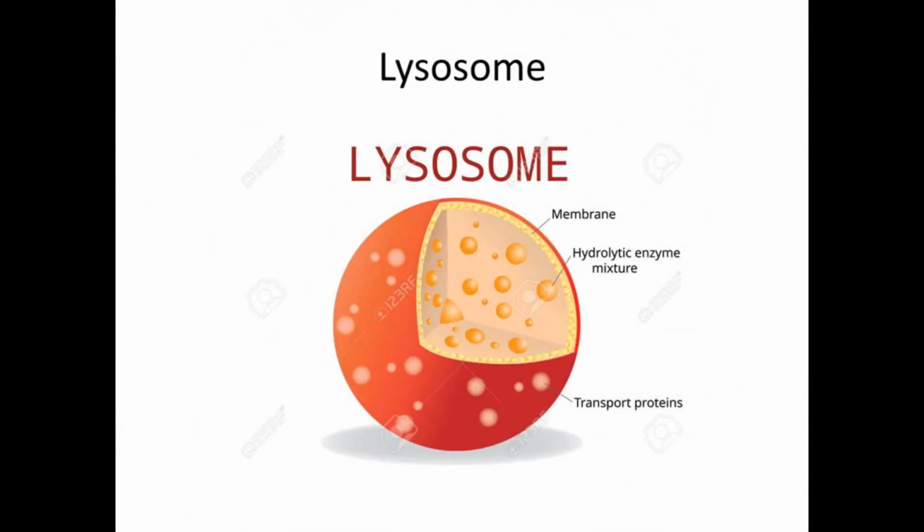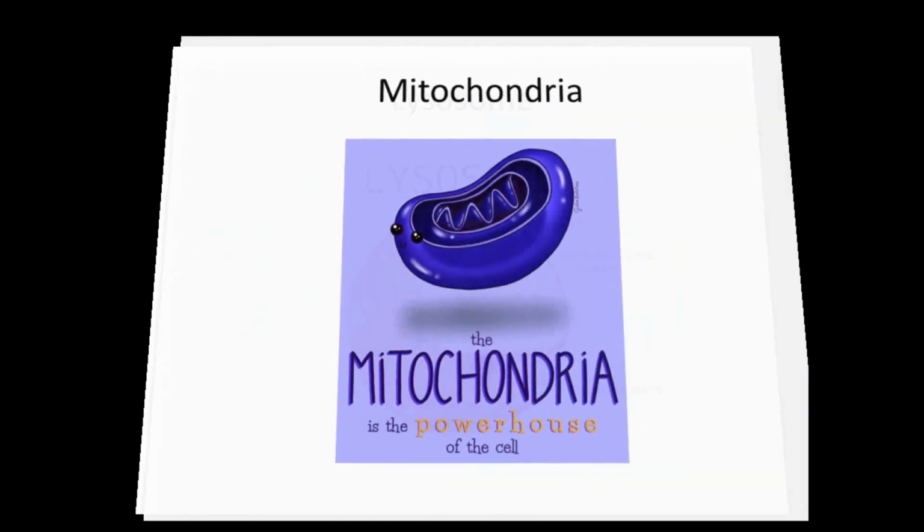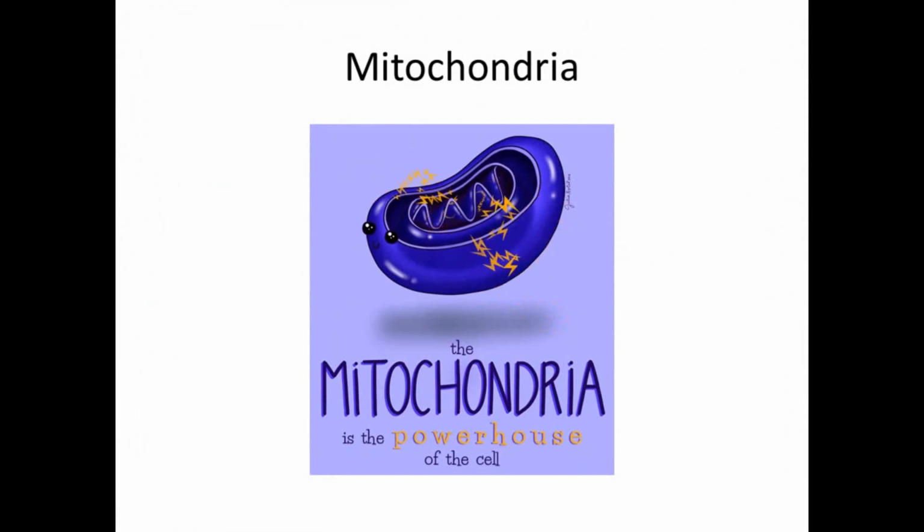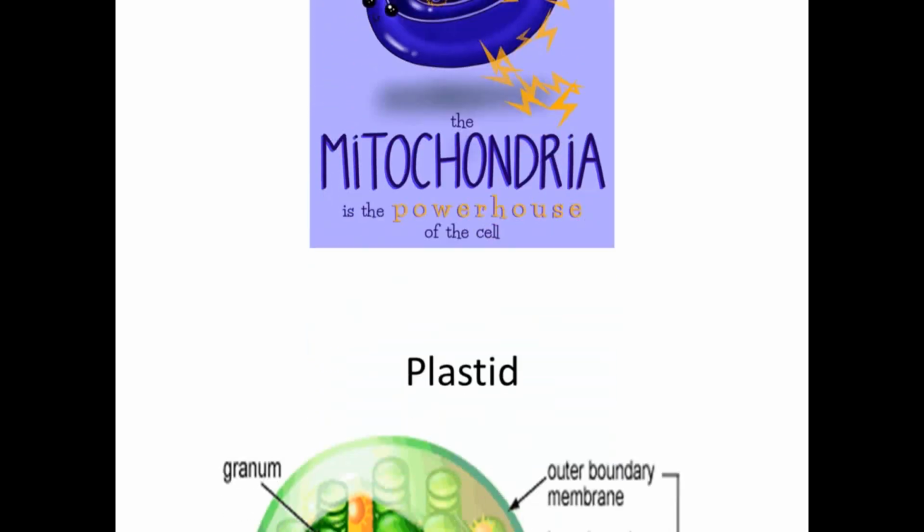Next cell organelle, lysosomes, called the suicidal bags of the cell, contain a hydrolytic enzyme mixture. Very powerful digestive enzymes are present. Spherical bodies with digestive enzymes are called lysosomes. Next cell organelle is mitochondria. Mitochondria is called the powerhouse of the cell because it produces the energy currency of the cell, that is ATP, adenosine triphosphate. Because of that, mitochondria is called the powerhouse of the cell.